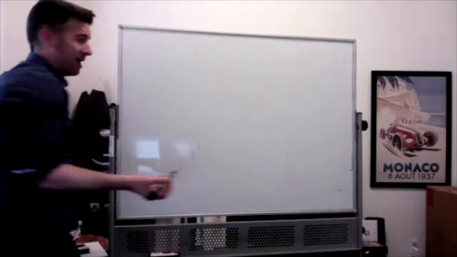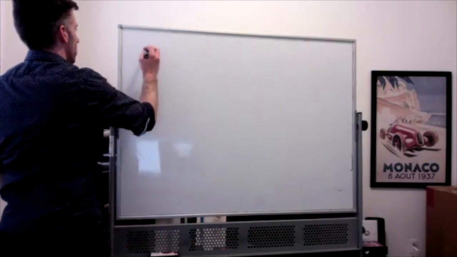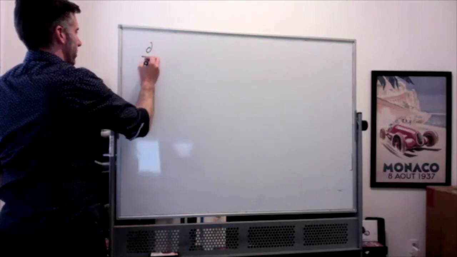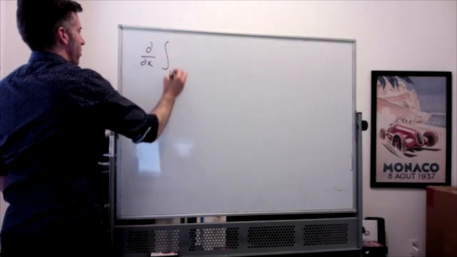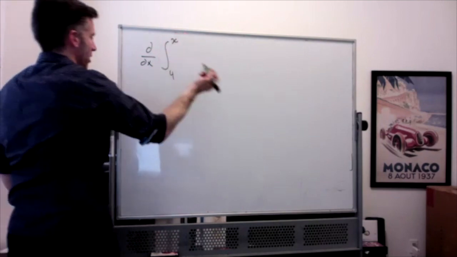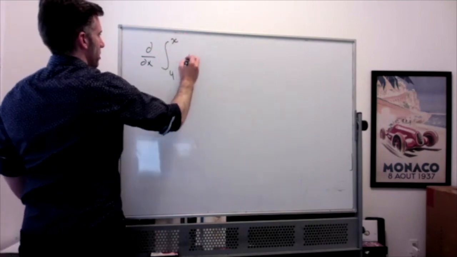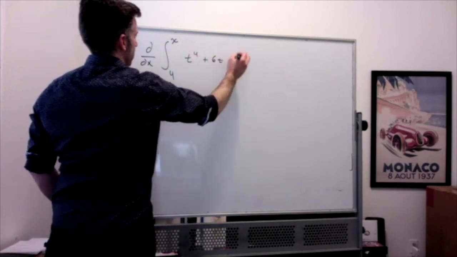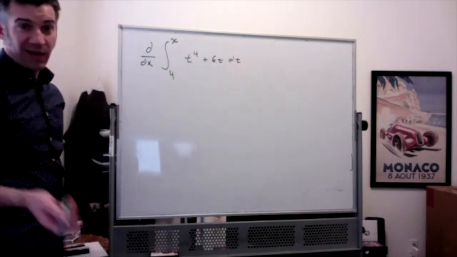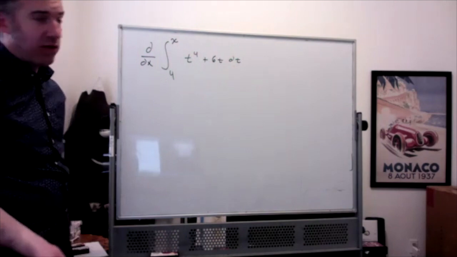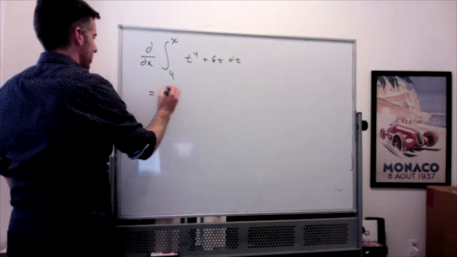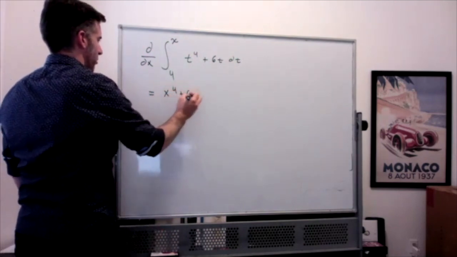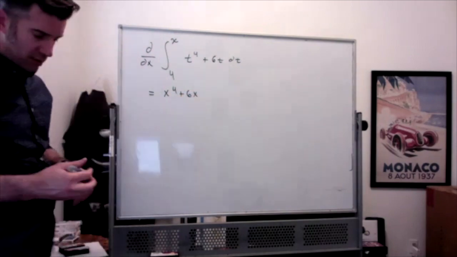So in a similar way, I could ask you, what's the derivative of the integral from 4 to x of, I don't know, something terrible, t to the 4th plus 6t? We can do the work, and we will do the work in a second, but the answer is straightforward. The answer is x to the 4th plus 6x. Let's show the work.